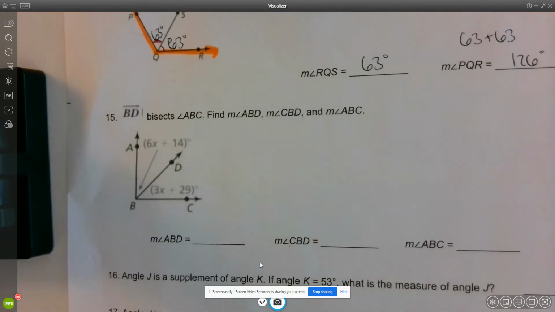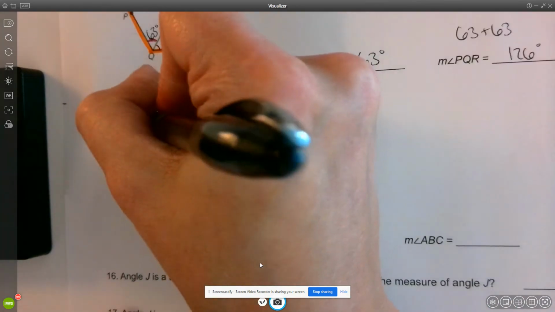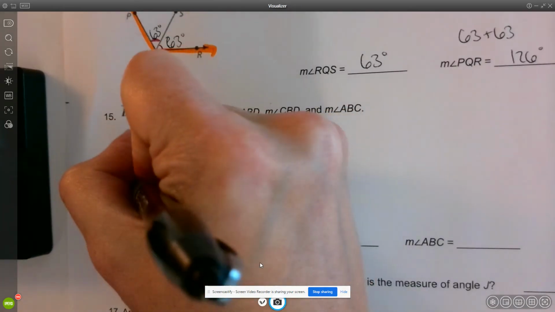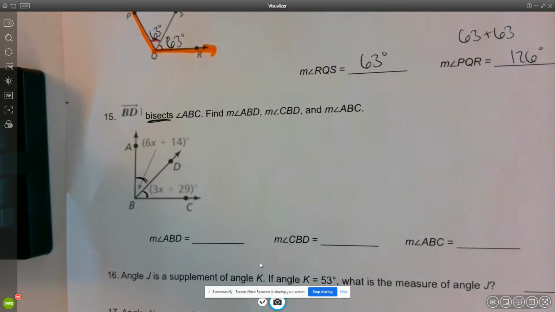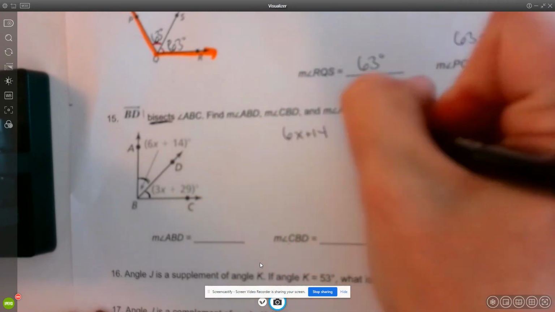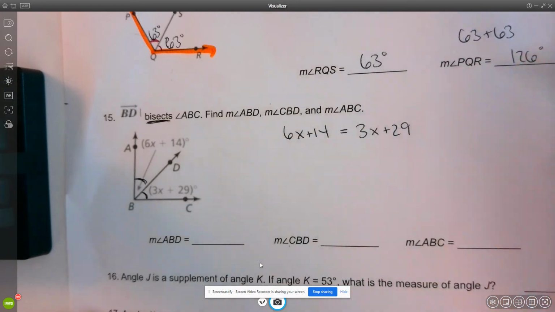Number 15, ray BD bisects angle ABC. Find the measure of angle ABD, the measure of angle CBD, and the measure of angle ABC. So again, like in number 14, we know ray BD bisects. So this tells us that these two smaller angles are equal. So 6x plus 14 has to be equal to 3x plus 29.